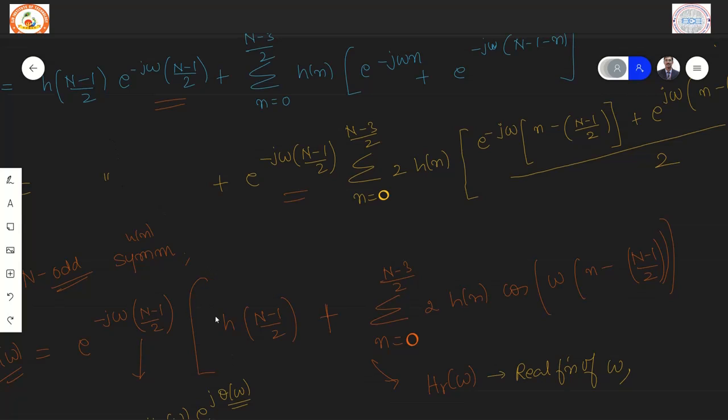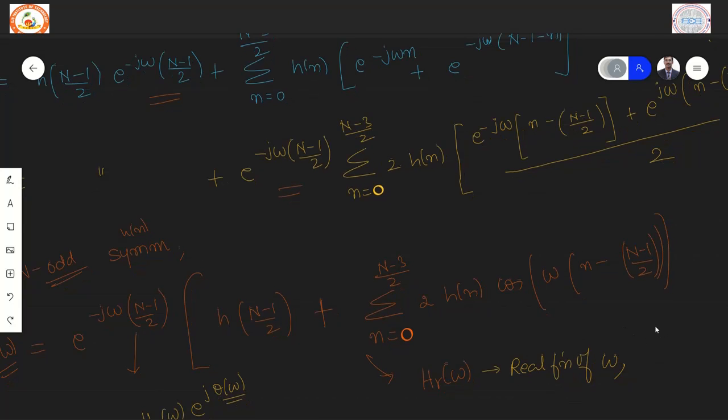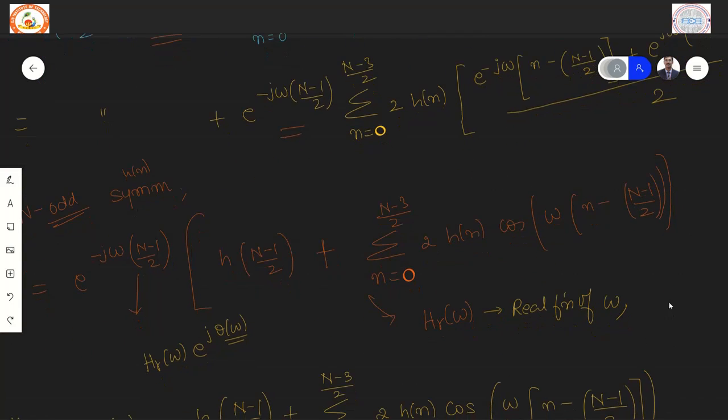The first term gives you h of (N minus 1) by 2, this is the midpoint index, plus summation n from 0 to (N minus 3) by 2, the upper limit for N odd, 2 times h of n cos of omega times (n minus (N minus 1) by 2). This summation is the same as that for the even case. So this is quite simple to remember if you practice it.